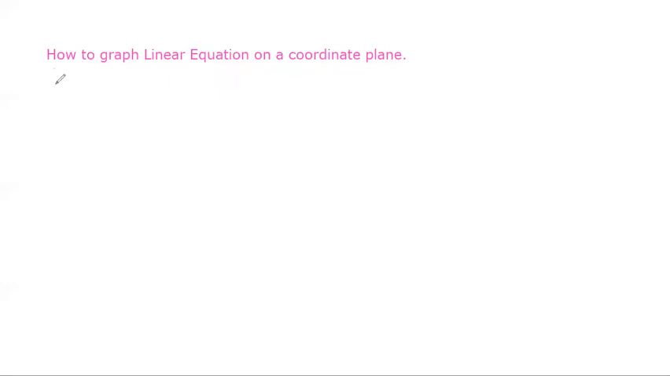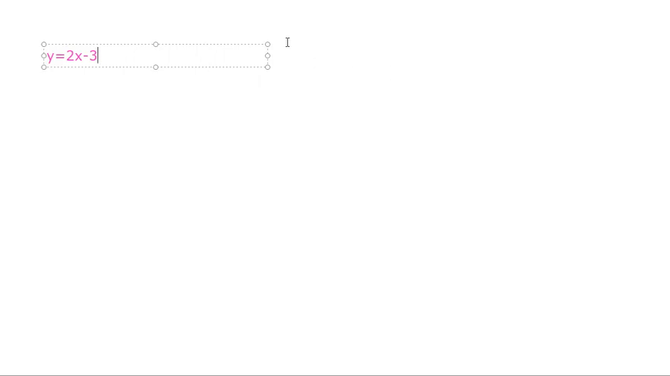So we have this example, we have this equation: y equals 2x minus 3. And then we are asked to graph that one. Okay, we are asked to graph that in our coordinate system.